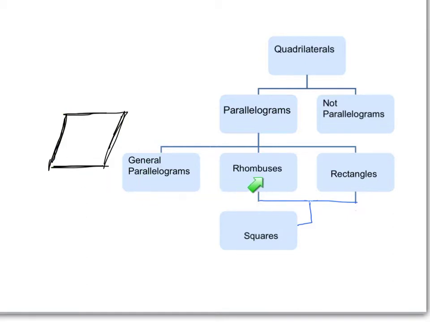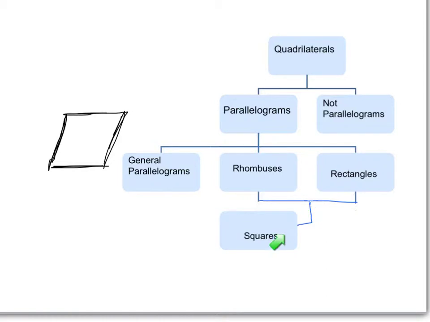Not a rhombus, because a rhombus is a parallelogram in which all pairs of sides are congruent. It's an equilateral parallelogram. So this side would be congruent to that side, would be congruent to that side and that side. This actually looks like it could be a rhombus. But I don't know, measure it and I'm sure you'll find out that one of the sides isn't the same as the other. Rectangles are special parallelograms in which all angles are equal, so all the angles should be 90 degrees.